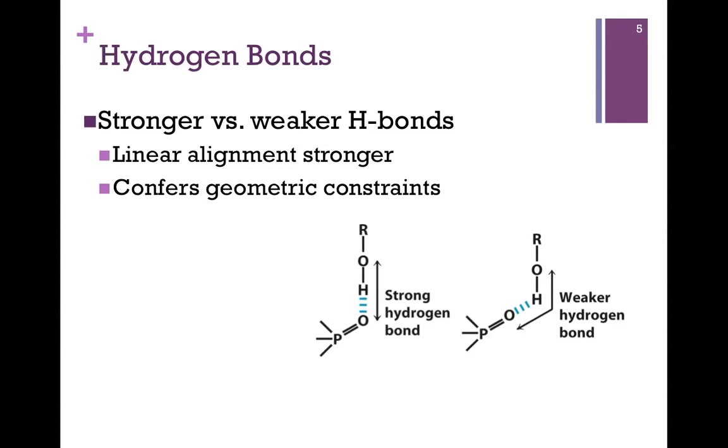In the case of the figure on the left here, we have a linear alignment of the atoms involved in the hydrogen bond. Oxygen, hydrogen, oxygen in a linear arrangement. This allows for maximum overlap of those orbitals, and remember that means the shortest distance and the strongest bond. In the figure on the right, however, the alignment is not strictly linear, and so in that case the overlap is slightly less, and so it represents a weaker hydrogen bond.